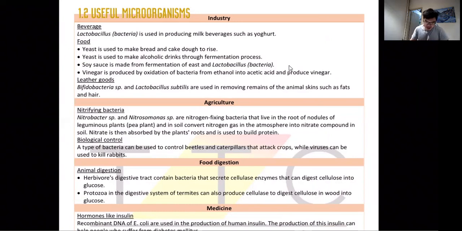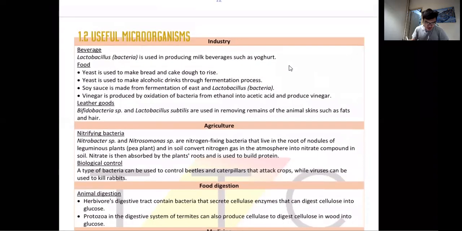Okay, so let's look at our useful microorganisms. Where do we use them? Number 1, let's look at industry. Where do we use microorganisms? All right, you have to know, microorganisms are a very lucrative business. It is very good at mass producing stuff.